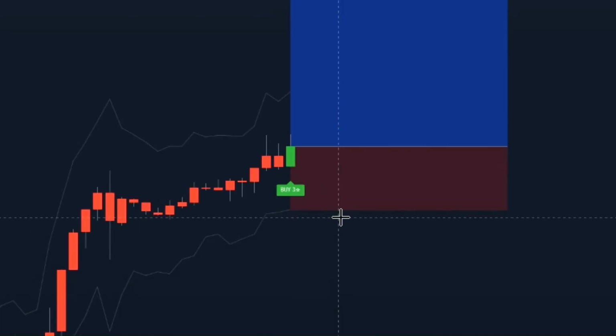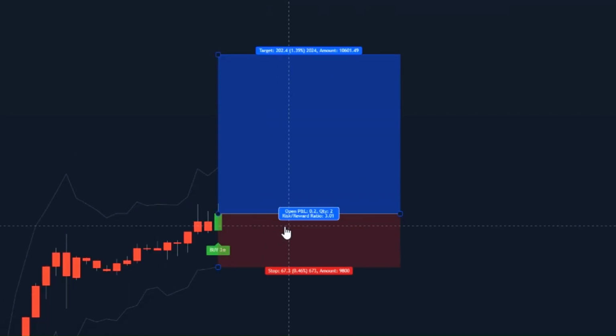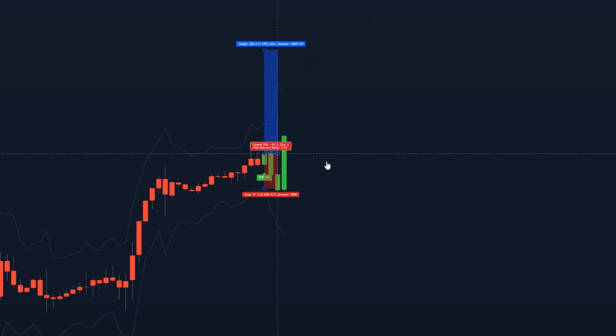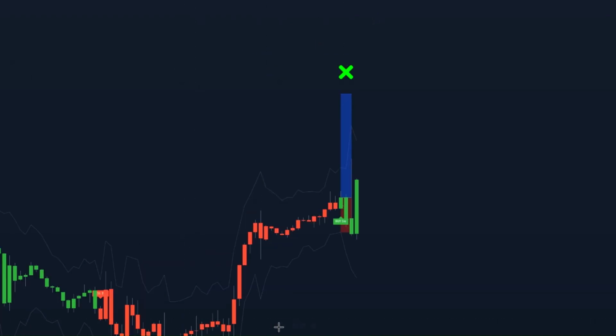And then remember, we set our stop loss at the ATR line and target a 3 risk to reward. And the second trade of the strategy didn't work out, losing us 1%, but we are still up 2% overall from the previous trade.